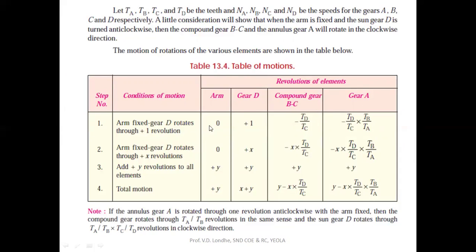Then afterwards, instead of giving +1 rotation, you will give X rotation as per the tabular method. So you have to add X revolution to each and every element. Then the arm, which was fixed in the second step, will now get Y revolution, added to all elements. And the last step is what? Total motion, that is the summation of step number 2 and step number 3. In this way, we will get the revolutions, speed, or sense of rotation of each and every element from this tabular method.